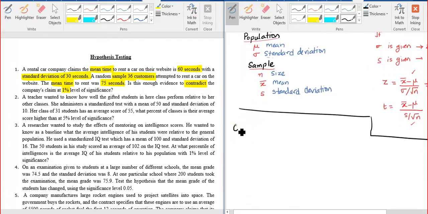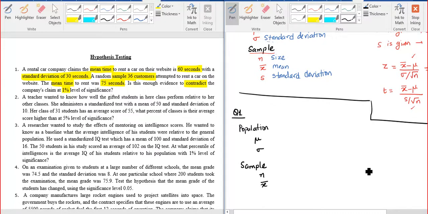So let's write it. From the population, and these are the things from the sample. I will write the notations only: mu and sigma. From the sample we are looking for n, x bar, and s. So we will see which of the terms are given.